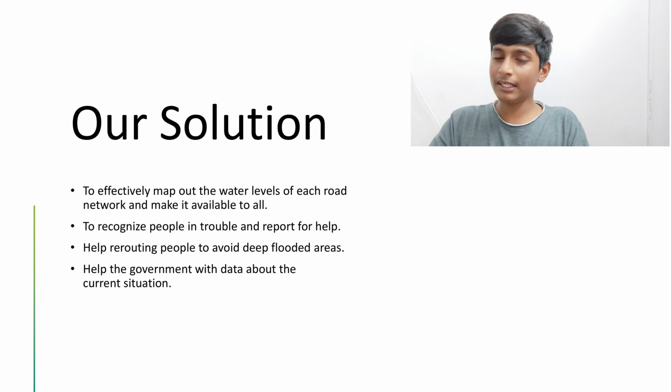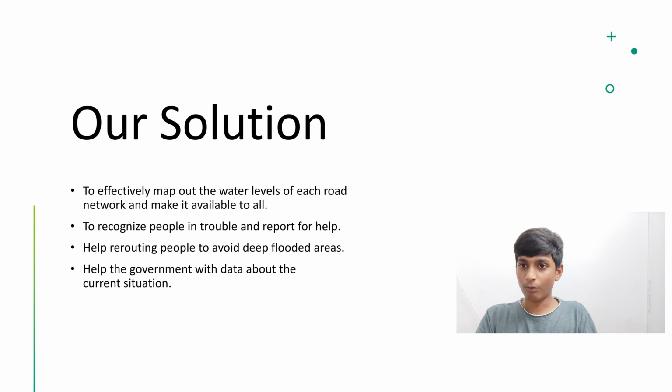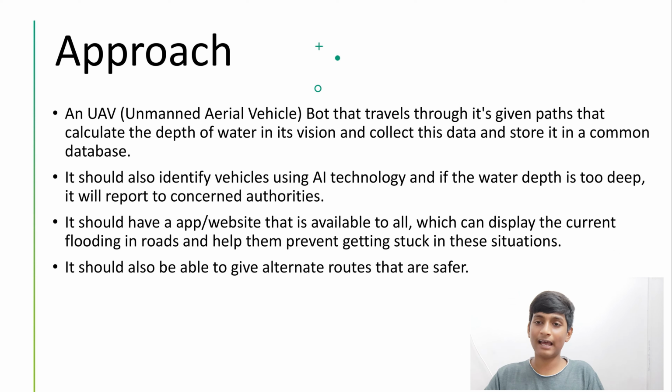So now, exactly what is our approach, how we want to do this, is by having an unmanned aerial vehicle that goes through the paths that you have given it. We have to give it particular routes it has to go through, and it will go through these routes, and every X amount of meters it will stop and calculate how much water level there is, and then give it to a collective database where anyone can access it.